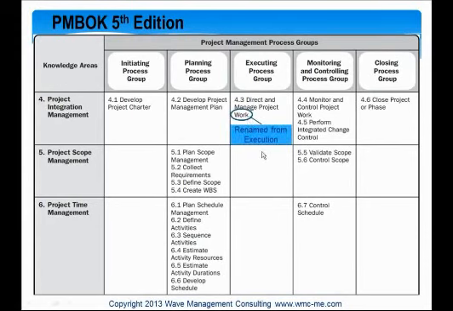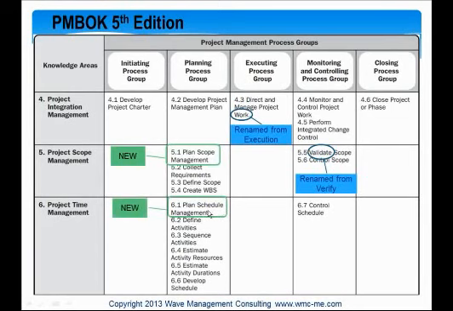As I said, the PMI have done some renaming, so they renamed this from Direct and Manage Project Execution. Now they called it Direct and Manage Project Work. They introduced a new process here, and you will notice that the PMI have introduced a planning process for every knowledge area. So in every knowledge area in the 5th edition of the PMBOK, you will see a process called Plan Something. So this is one of them. They renamed Verify to Validate, so now it's called Verify Scope.